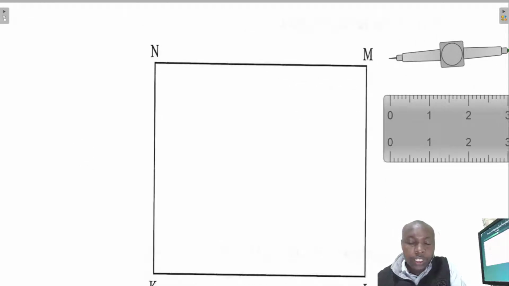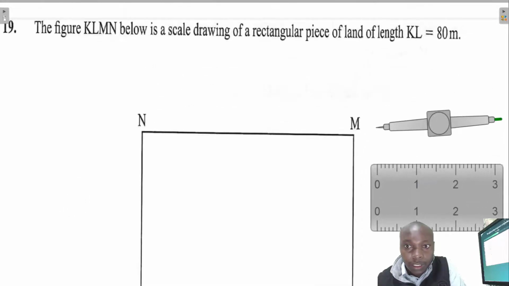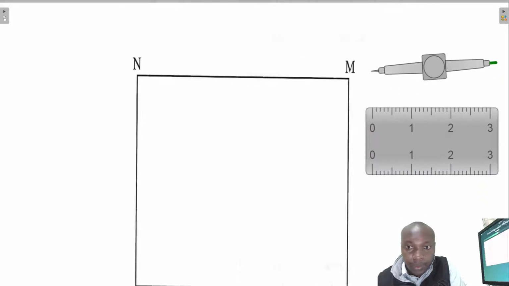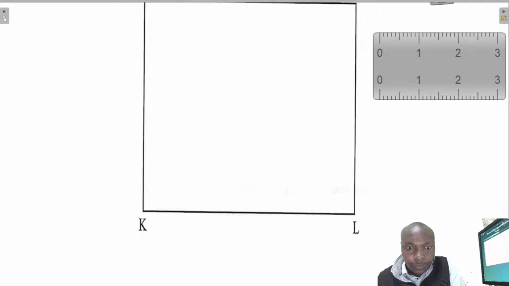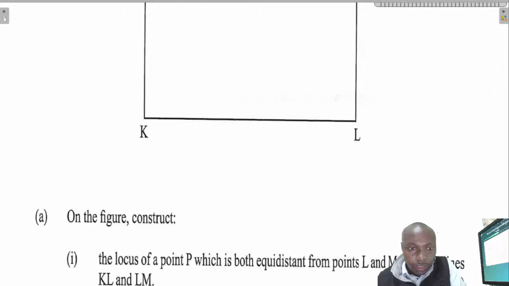Now for the purposes of explanation, I've enlarged my rectangle, so it is not exactly 80 meters. I've enlarged it for easier demonstration as I teach it. So the figure is there, KL is given there. Now the questions are as follows.